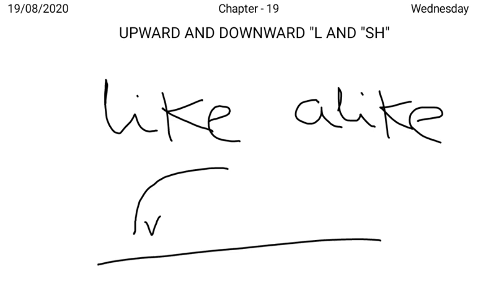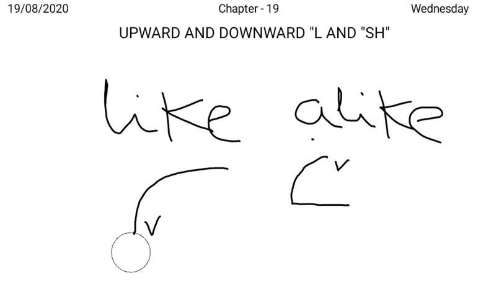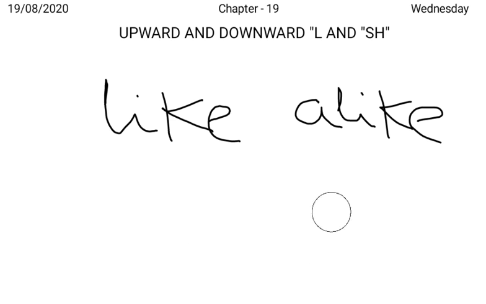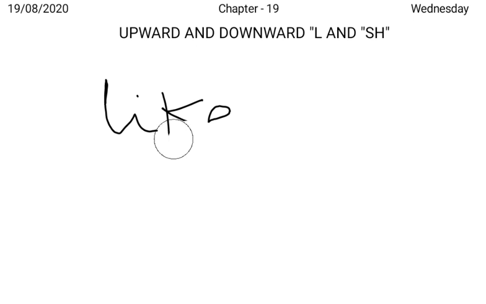In case of alike, L is immediately followed by horizontal. Before L preceding vowel is there. In that case we write downward L and K so that we can distinguish between these two words like and alike. Another example, elm, lame.